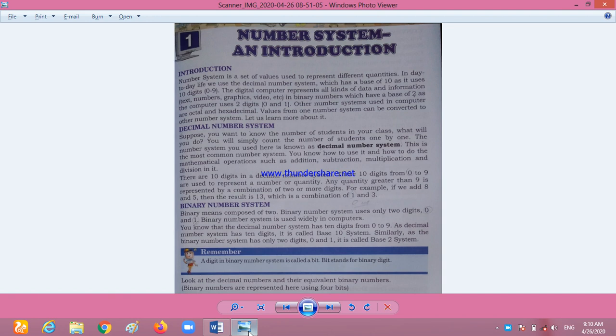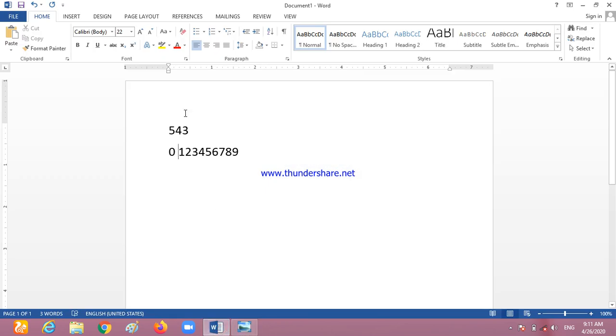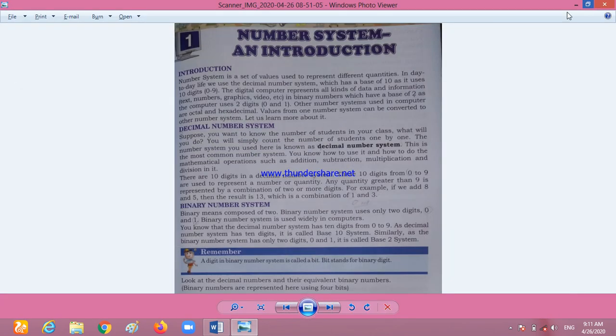For example, we are using so many numbers in our daily life, but there are only 0 to 9 numbers which we are using. For example, if I am writing the number 543, the 5 also comes in 0 to 9, 4 also comes in 0 to 9, and 3 also comes in 0 to 9. So we are using only 10 digits, 10 numbers in our daily life: 0, 1, 2, 3, 4, 5, 6, 7, 8, 9. These numbers we are using in our daily life.